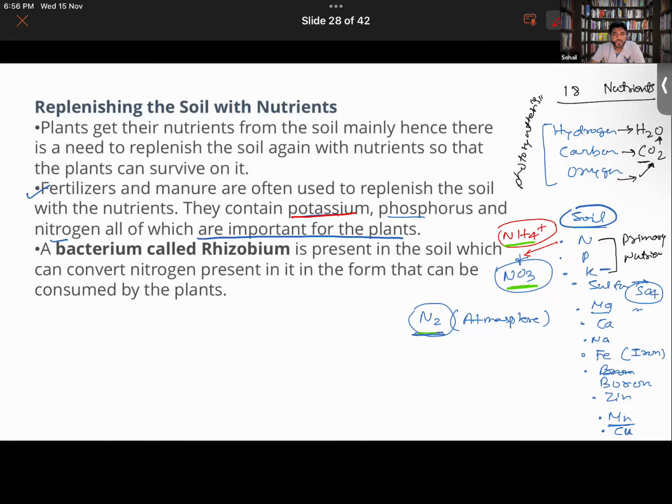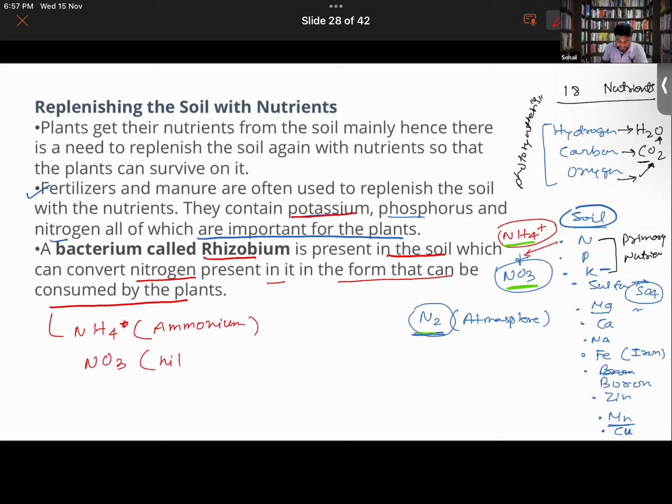So what do we see here? That there's a bacteria called rhizobium which is present in the soil, which can convert nitrogen into the form that can be consumed by the plants. So that form is basically NH4 plus, simply ammonium, or NO3, that is nitrate. Have a look at this diagram. I hope it will be more clear now.